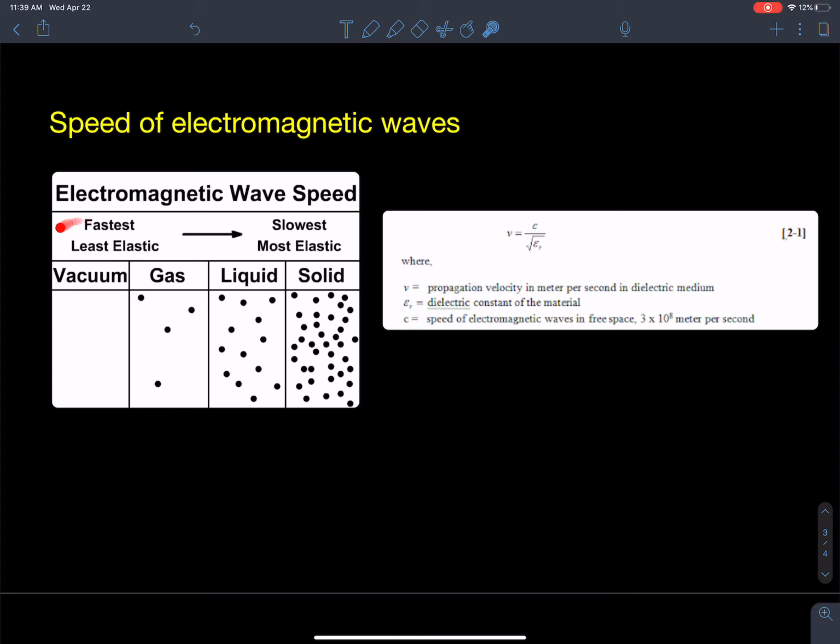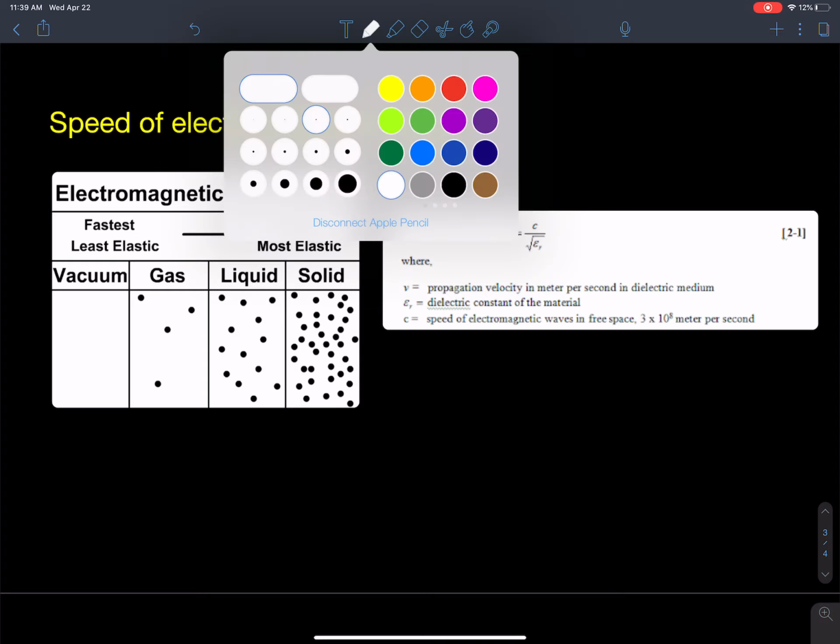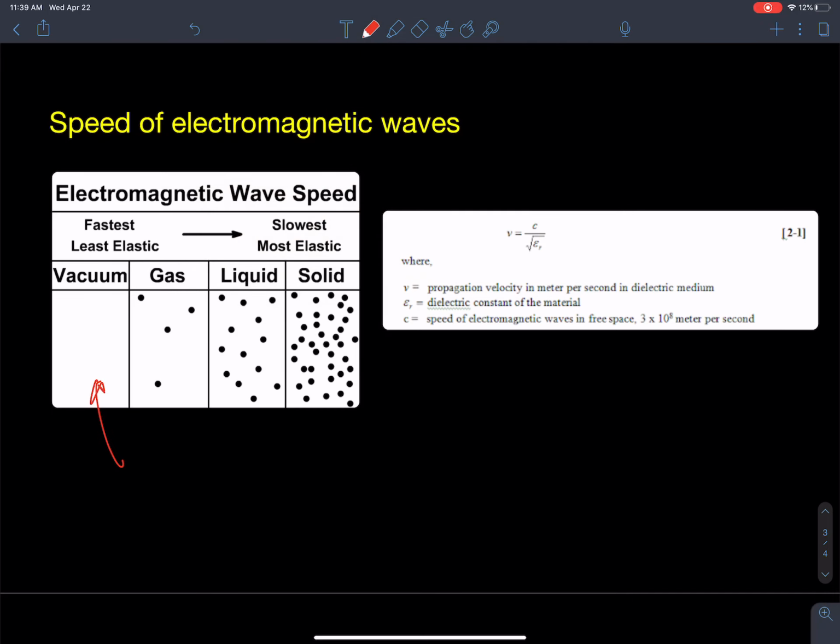Well, it affects how well that field can propagate through it. The fastest medium for an electromagnetic wave to travel through is a vacuum, where there are no particles in it, nothing for it to interact with. In that place, it's going to travel at a speed of 3 times 10 to the 8 meters per second, which is the speed of light. But as soon as I start traveling through a material like a gas or a liquid or a solid, that speed of light is no longer 3 times 10 to the 8 meters per second. It starts to slow down.